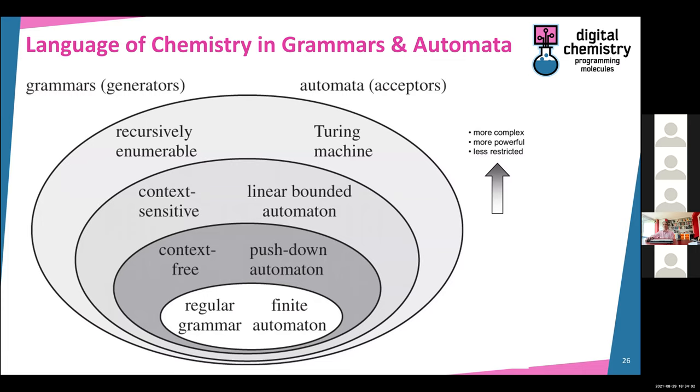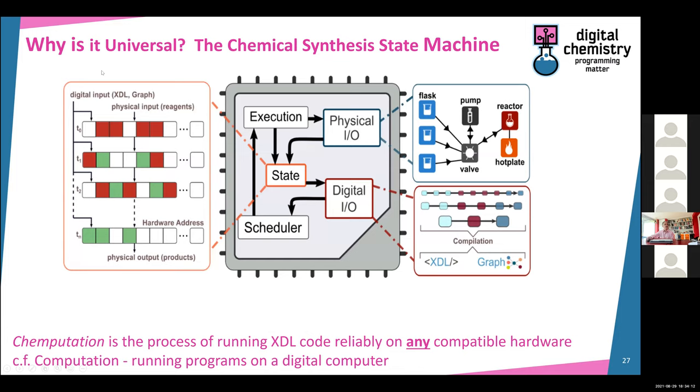So what do we do? We built a chemical synthesis state machine, which we call the chemputer. What the chemputer is capable of is chemputation. Chemputation is the process of running chemical code, we call this XDL here, reliably on any compatible hardware. You should compare this to computation, which is like running a program on a digital computer.